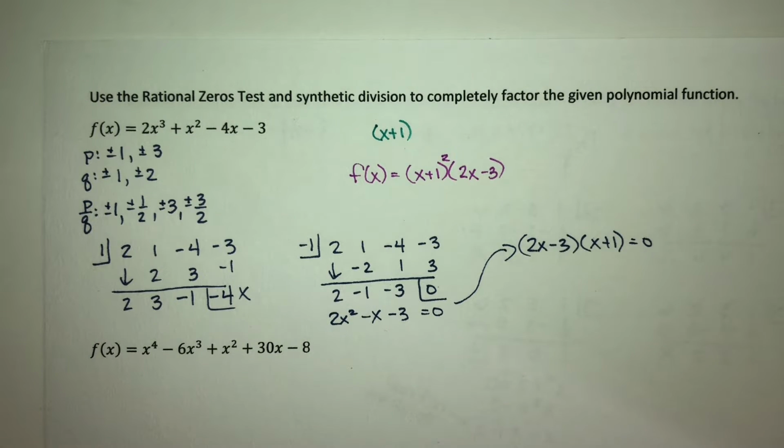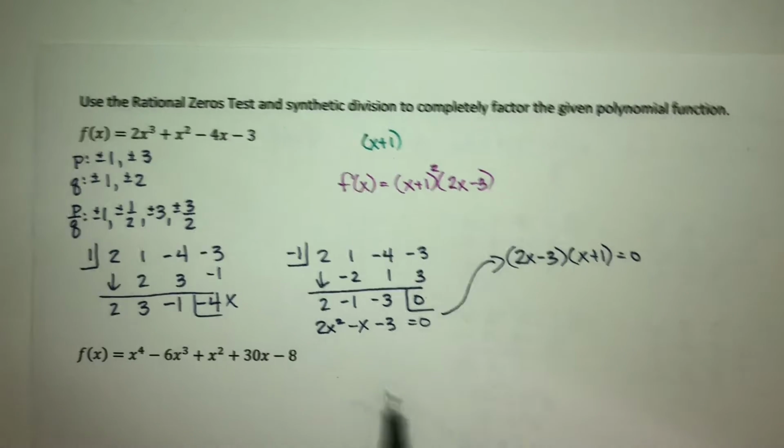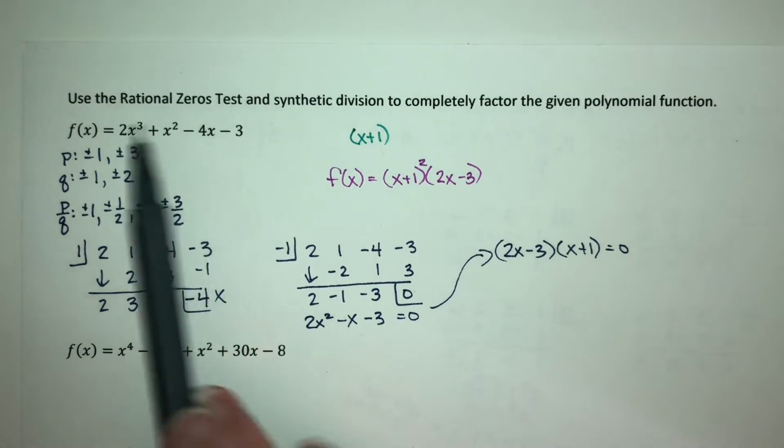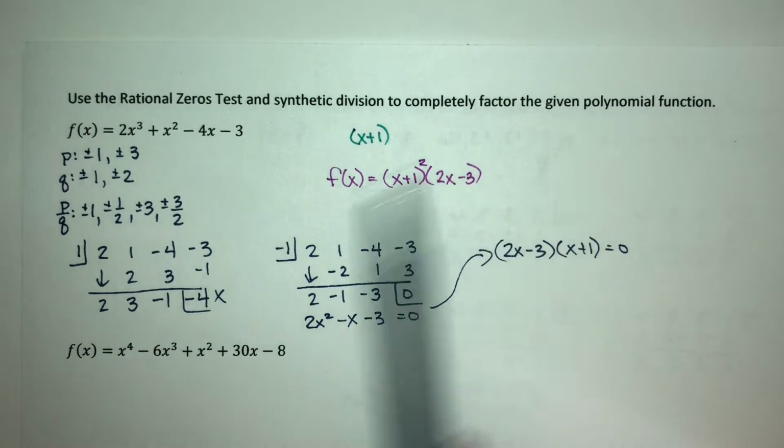This is part 6 of section 2.3. We have been using the rational zero test and synthetic division to completely factor the polynomial.